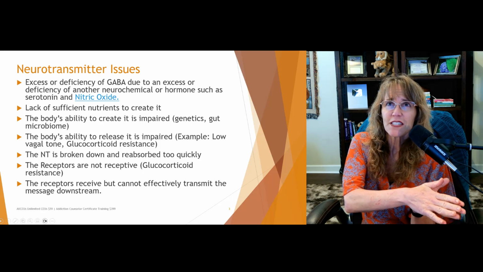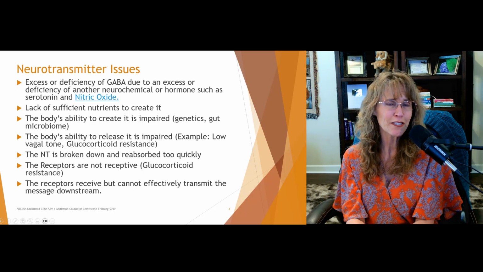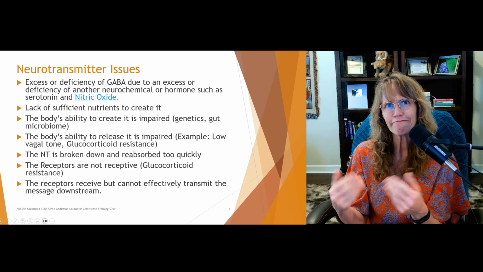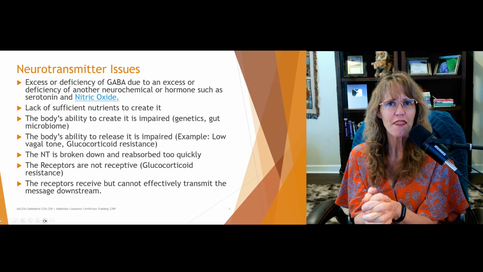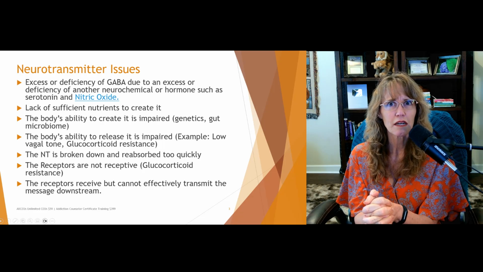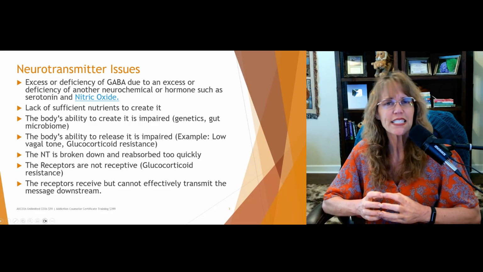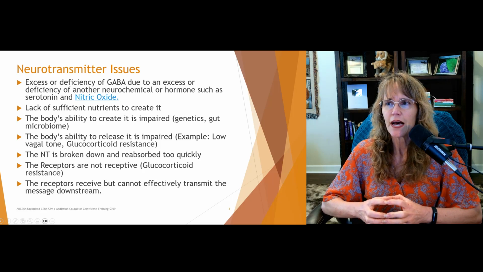So if somebody has adequate serotonin levels and they're still not feeling better, then we may look and say, I wonder if there's another neurotransmitter that we haven't targeted, because the SSRIs are really specific to targeting serotonin.